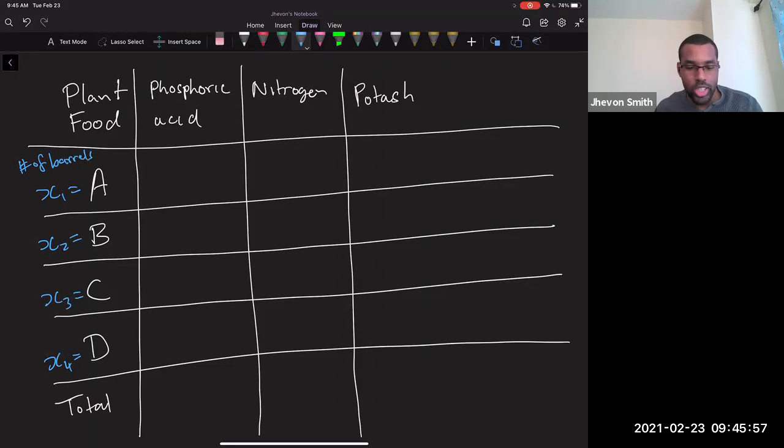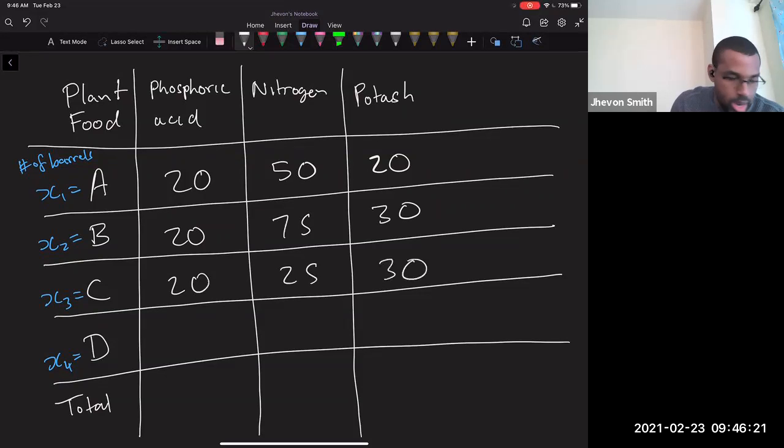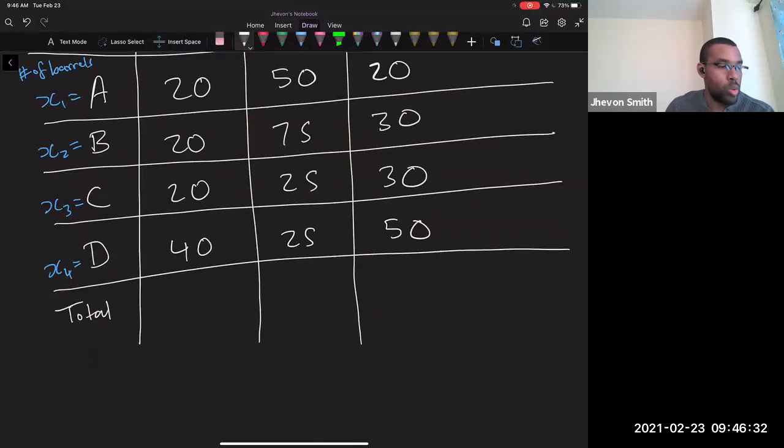Okay, now let's summarize how much we have of each. We know for A, it has 20 pounds of phosphoric acid, 50 pounds of nitrogen, and 20 pounds of potash. For mix B, 20 pounds of phosphoric acid, 75 pounds of nitrogen, 30 pounds of potash. Mix C, 20, 25, 30. And mix D was 40, 25, 50. Right? So those are the combinations of each that we can get. Now, we have a certain total in mind. We want to make sure that we have 540. Right? So this is the total that we want.